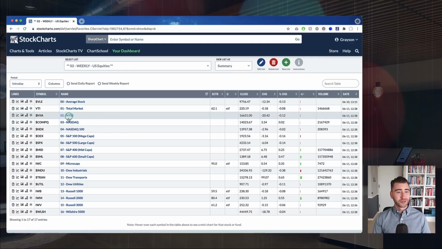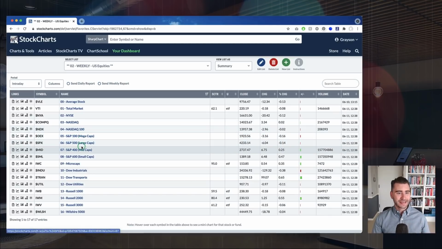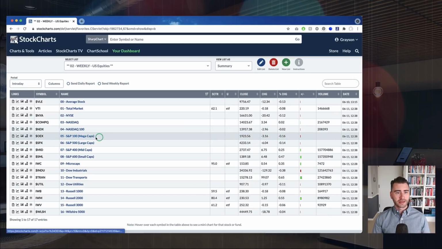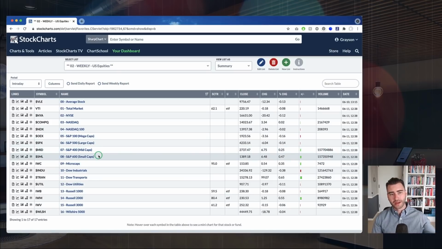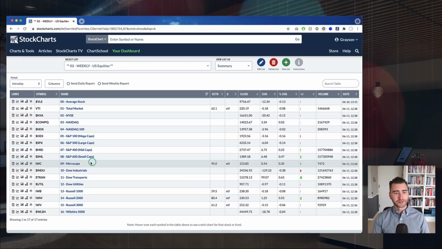We drill into some of the major exchanges. We've got the NYSE and the NASDAQ. Then down into the NASDAQ 100. I've got the S&P indexes here. Starting with the mega caps, I've got the S&P 100, 500, 400, and 600, which goes mega, large, mid, and small caps. Then down even into a micro cap index. This is an iShares ETF, IWC, that actually tracks the micro cap index.